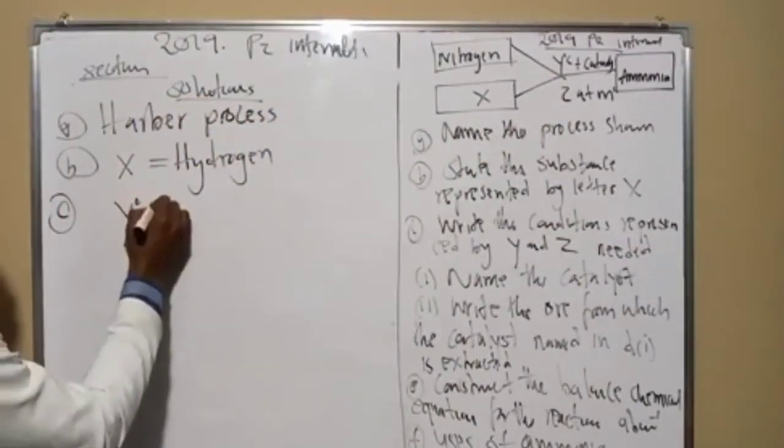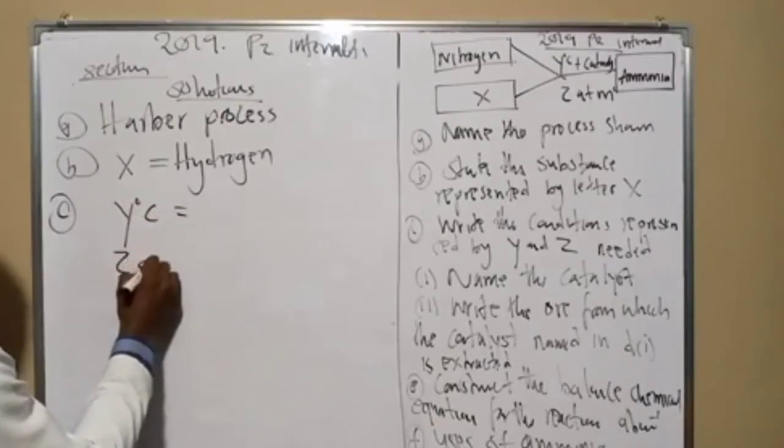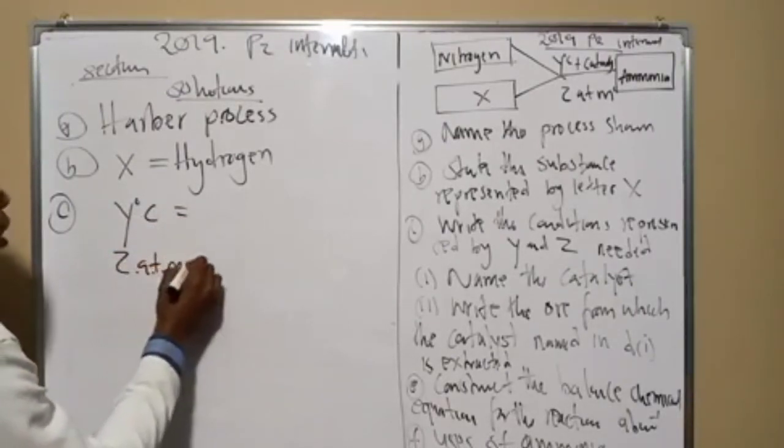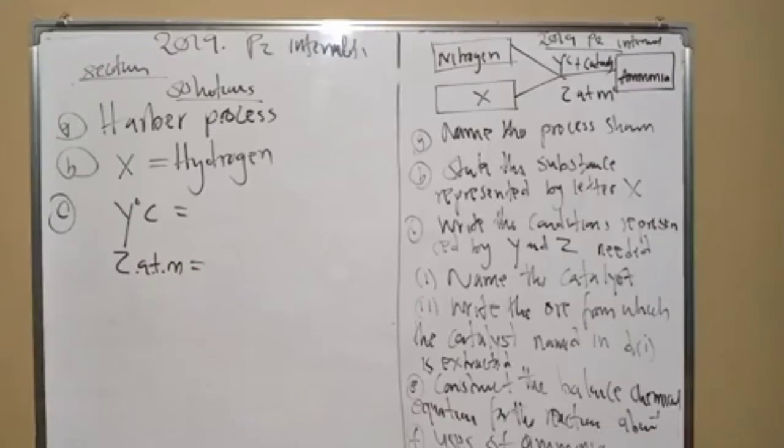C. Write the conditions represented by Y and Z. So Y degrees Celsius and Z atm. What are the conditions? Because in the diagram it shows the reaction. Nitrogen and ammonia.